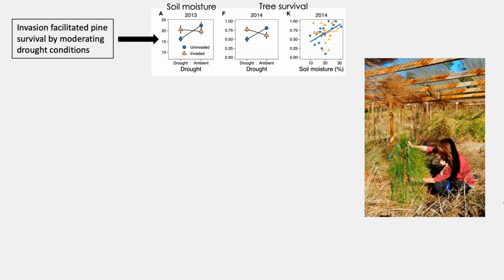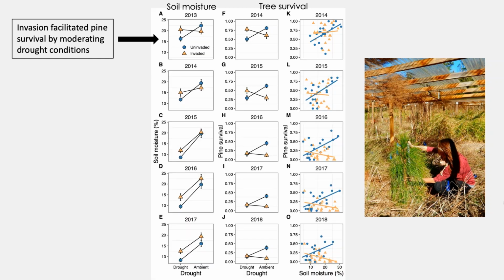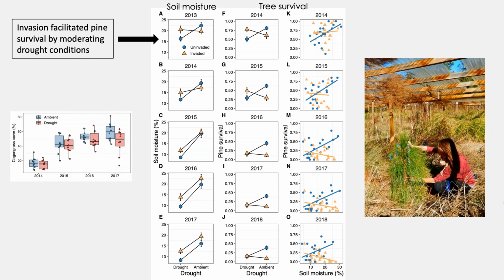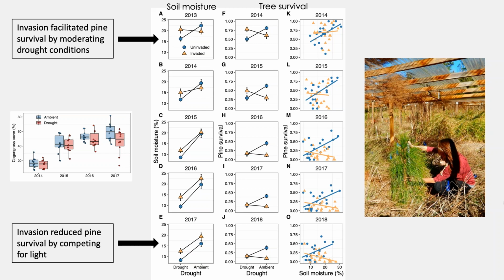Fortunately, we didn't get around to publishing that paper because patterns changed over time. In particular, the invader became much more abundant by 2015, and especially 2016 and 2017. And what we eventually saw is that although the invader still moderated soil moisture conditions, that was no longer the limiting resource. In fact, as the invader became more dense, the limiting resource was light availability. And so tree seedlings that did not make it above the canopy of this invader succumbed to the effect of the invasion. They were no longer facilitated by the moderating effect of the invader on soil moisture conditions.